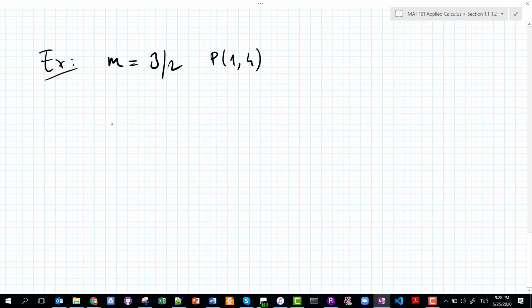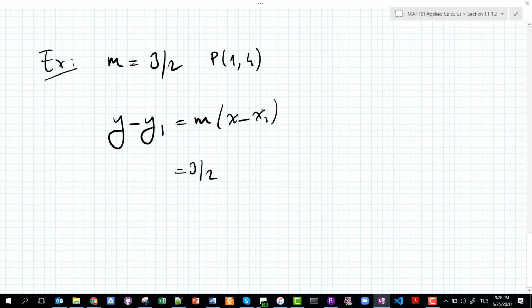So now what I'm going to do, my point slope form for my line equation was this one: y minus y1 is equal to m times x minus x1. Do I know what m is? Yes, 3 over 2. x1 is equal to, look at that, 1, so x minus 1. And then y1 is going to be equal to 4, so y minus 4.